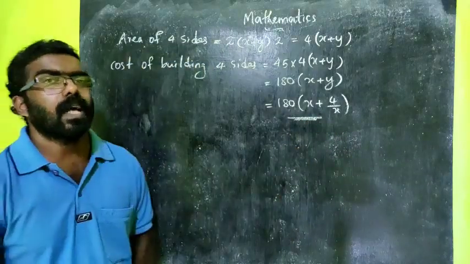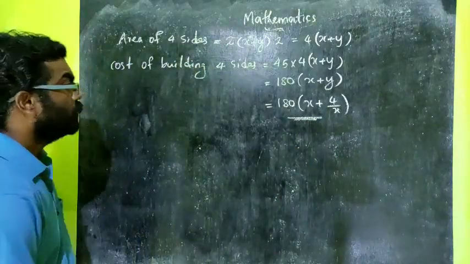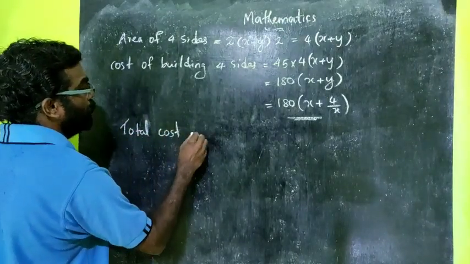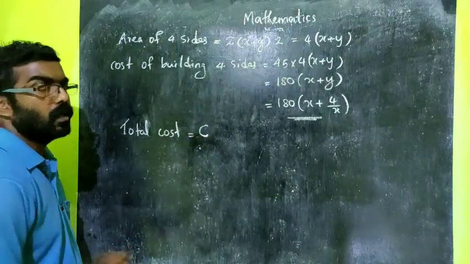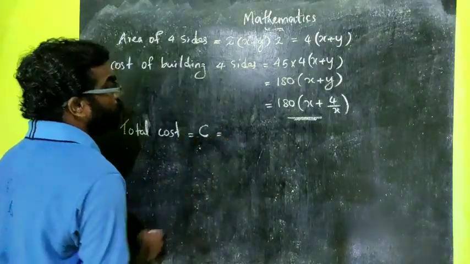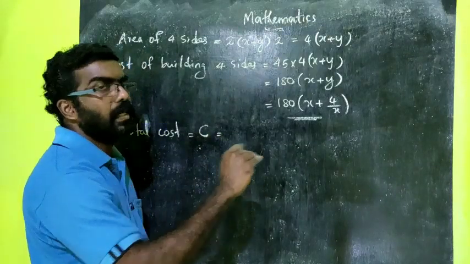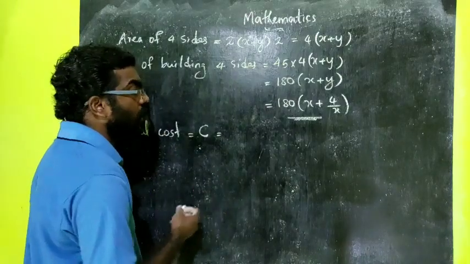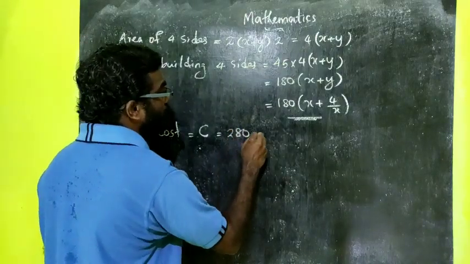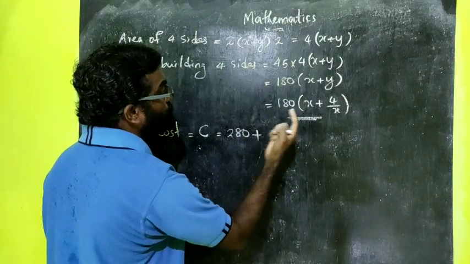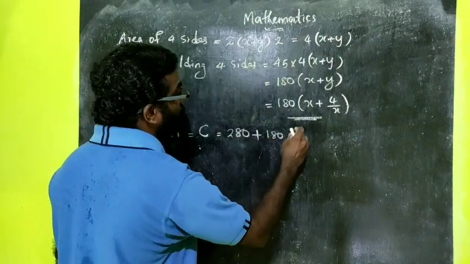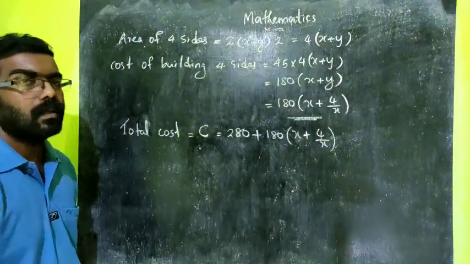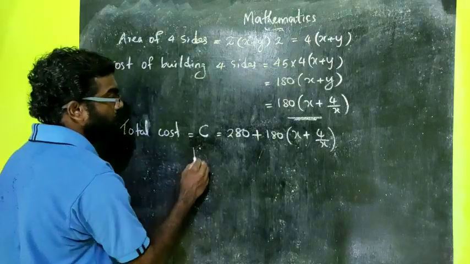Okay. So here we have to find the minimum cost. So we can write the total cost as C, or C of x, which is equal to cost of building the base plus cost of building the 4 sides. Cost of building the base we got as 280, plus cost of building the 4 sides or 4 walls is equal to 180 into (x plus 4 by x). So this will be the cost function.